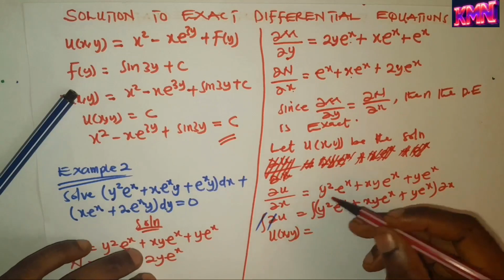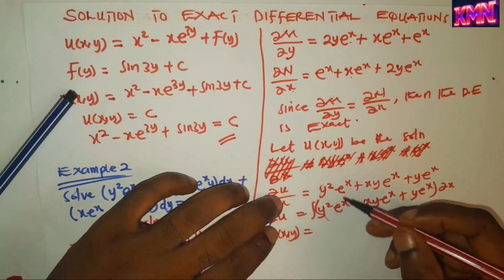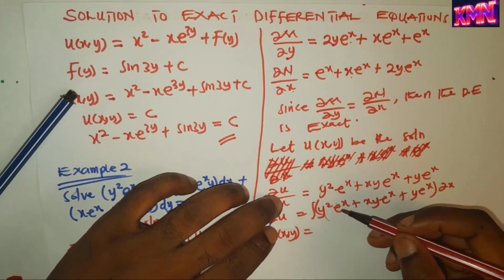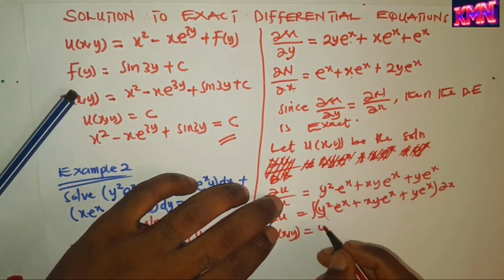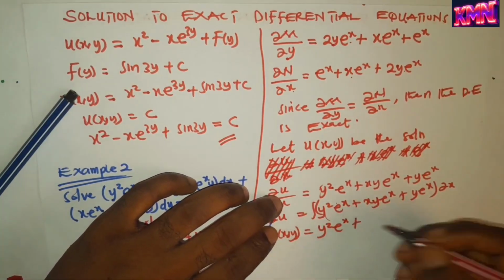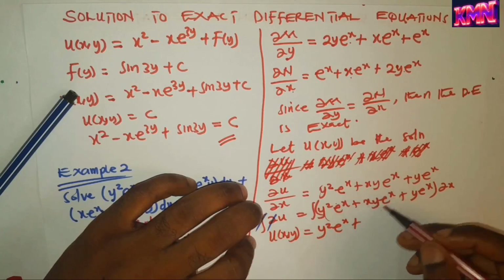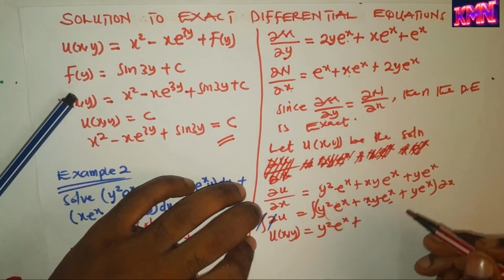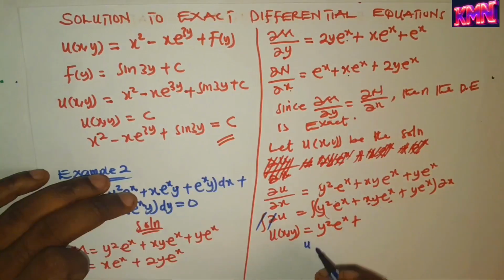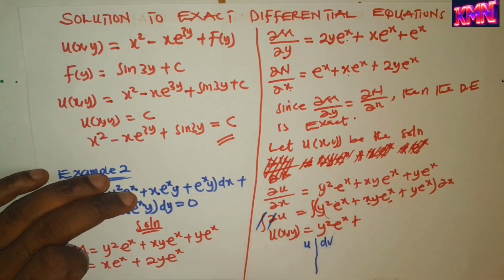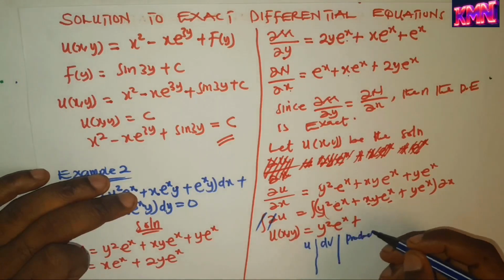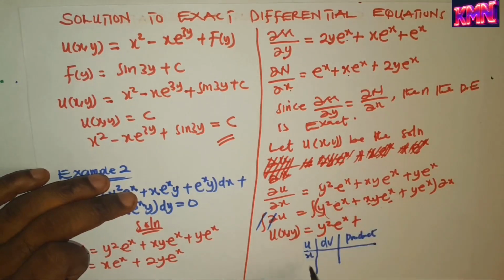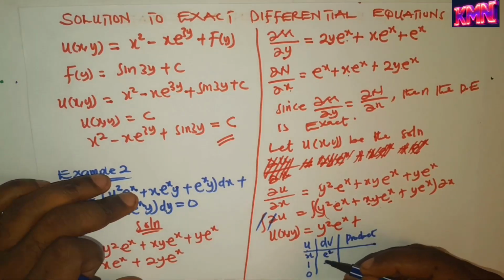So now let's integrate this with respect to x. We are going to get the same thing because the integral of e power x is the same thing. So that will be y squared e power x plus. Now we're going to integrate this with respect to x. Over here, you have to apply the idea of integration by parts. Let's do that. You have u, v, and the product x. When you differentiate again, we're going to get 1 and 0. You have e power x, e power x, e power x.